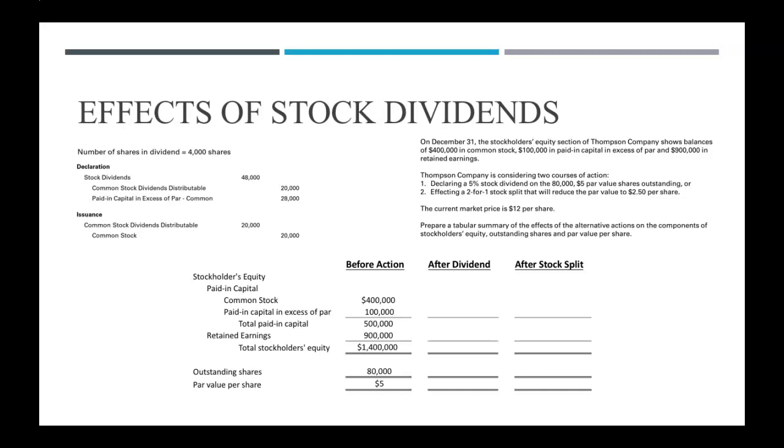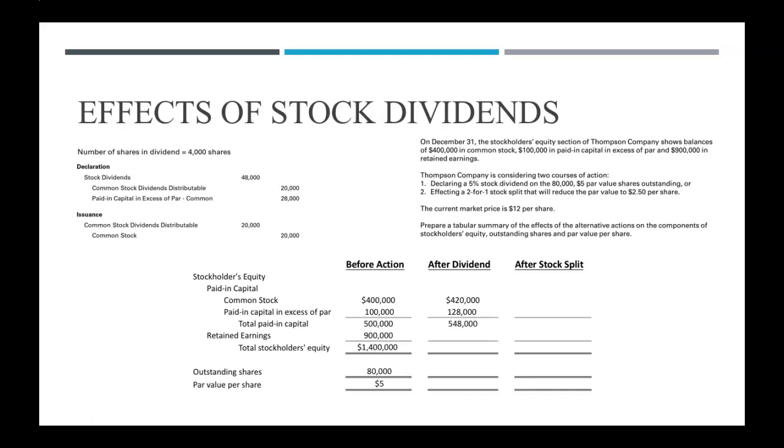So the first one, common stock. We were at 400,000, but if we take a look at our journal entries, we increased common stock by 20,000. So now we're at 420,000. Paid-in capital in excess of par. We were at 100,000. We increased it by 28,000. So now we're at 128,000. Total paid-in capital is just your common stock and your paid-in capital in excess of par added together. So we get this 548,000.